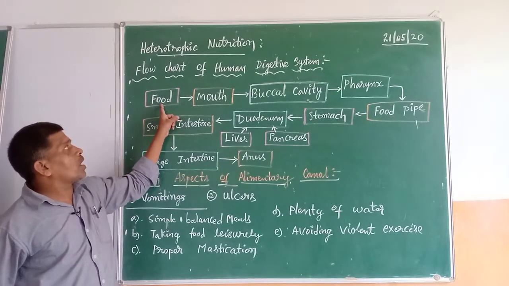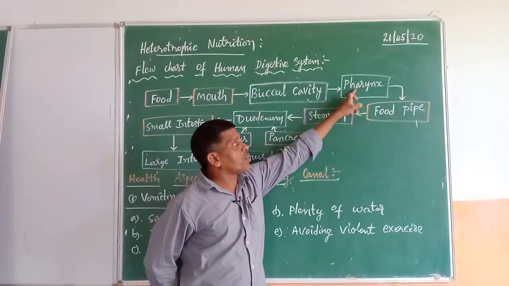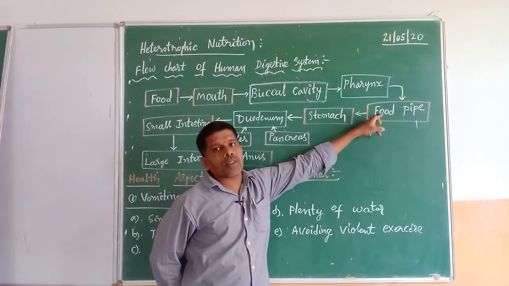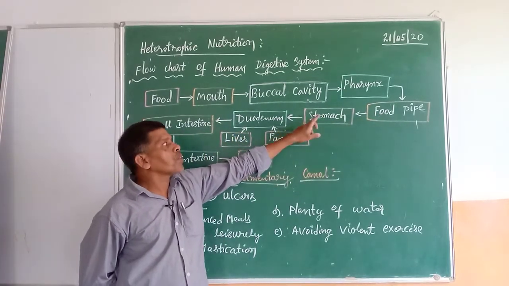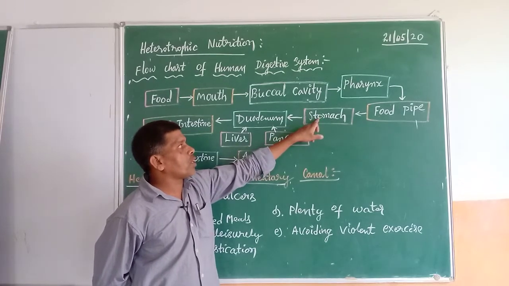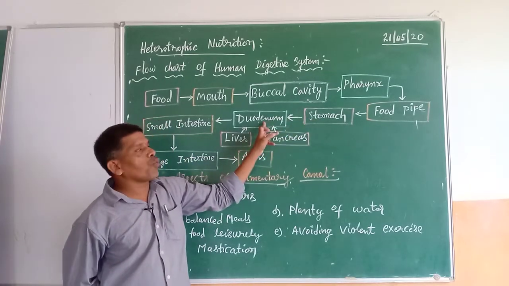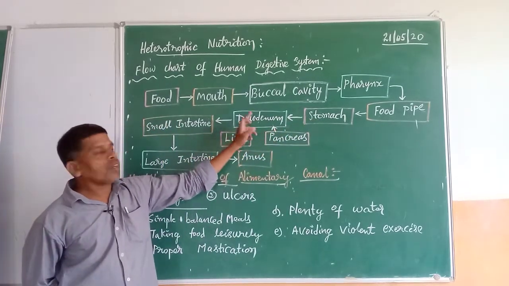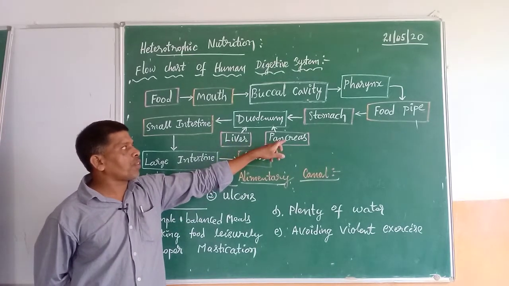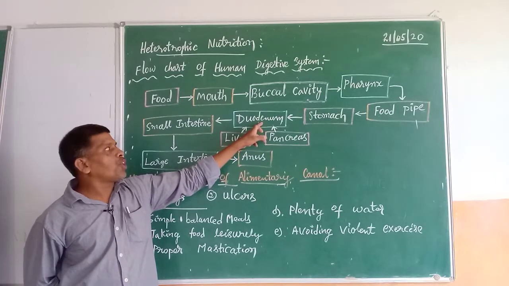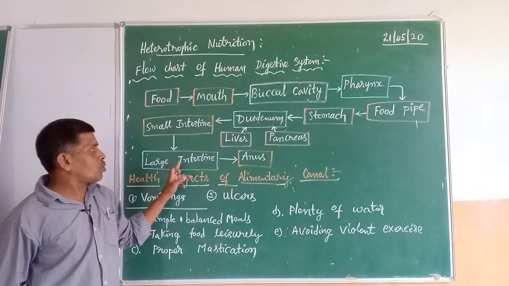Now the food taken into the mouth slowly moves into the buccal cavity. From there it moves into the pharynx, and from there into the food pipe, which is also called the esophagus. From there the food is stored in the stomach region. Once the food is ground and chemically mixed with acid, it moves into the duodenum. This is the junction where bile juice from the liver and pancreatic juice from the pancreas are released into the duodenum. Then the food travels into the small intestine, then moves into the large intestine.